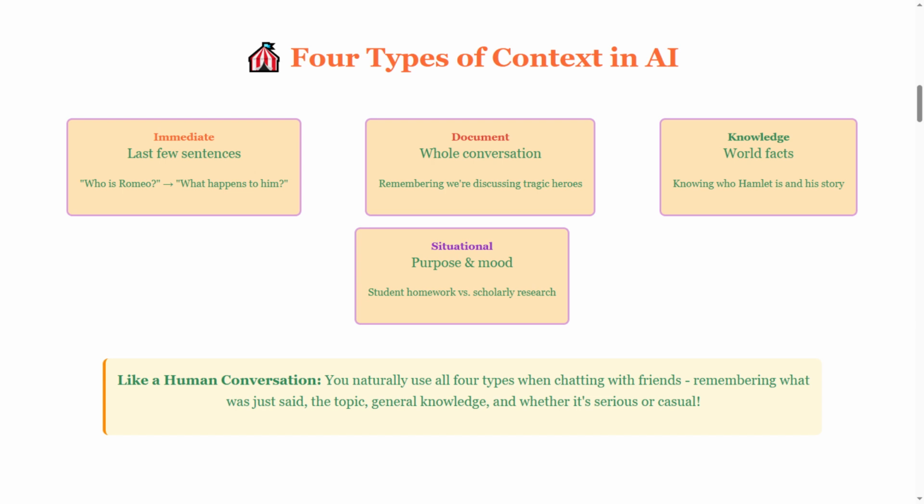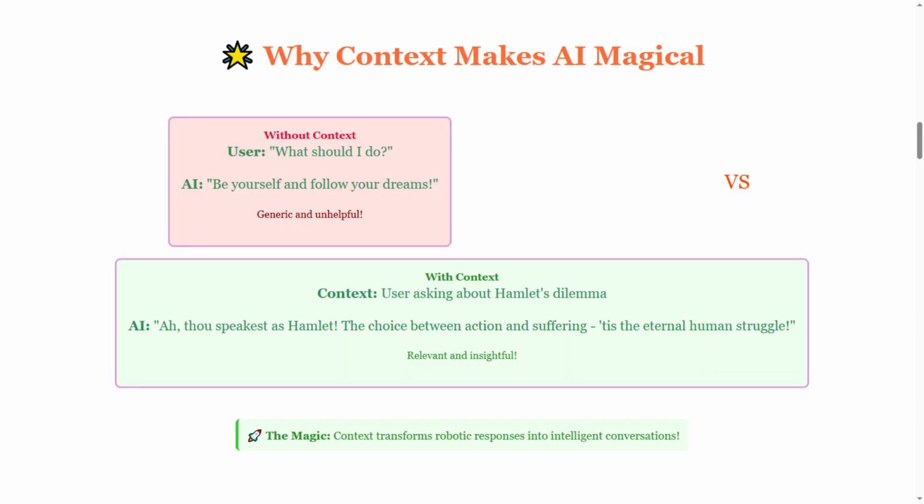It's exactly how you naturally chat with friends. You remember what was just said, stay on topic, use your general knowledge, and match the mood. Our AI is learning to do all of this automatically. Here's where context becomes pure magic.